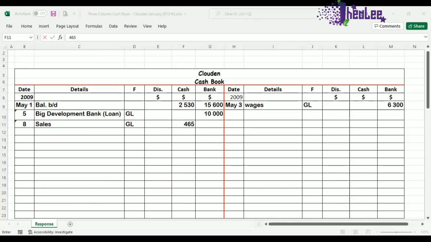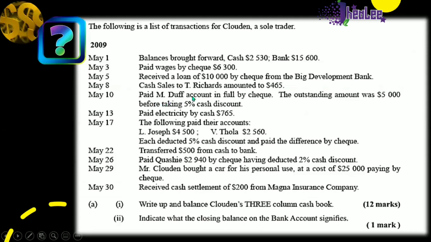Next transaction, paid MDOF account in full by check. So we're seeing that we're making a payment. So when we get to the cash book to make our entry, we're going to record that on the credit side. The outstanding amount was $5,000 before taking 5% cash discount. So we are saying that the business was owing $5,000 to MDOF. Now the business is making a payment and receiving 5% cash discount.